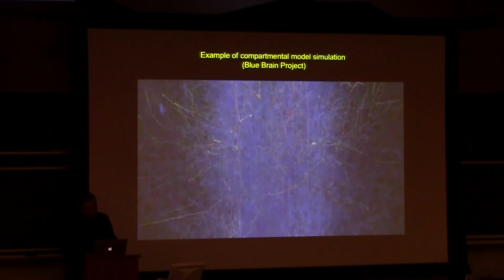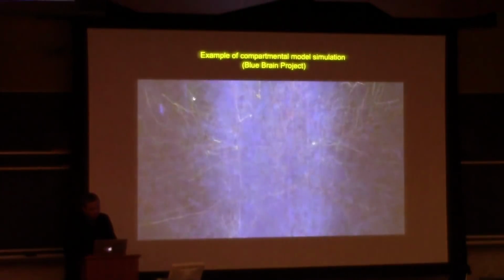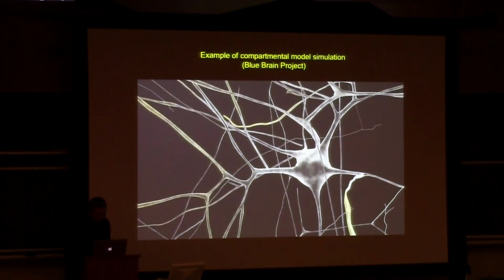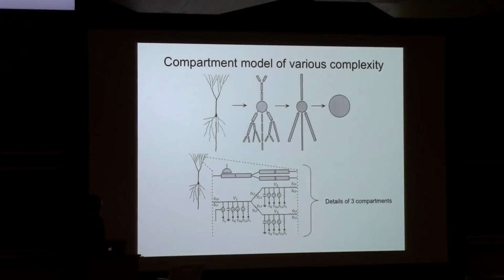You look at this compartment. Each of the compartments needs a set of equations, a set of differential equations. For the real neuron, you can have thousands of compartments. There are many thousands of equations coupled together. But the problem is, how do you know how many channels? What's the density of each type of channel in each different location?